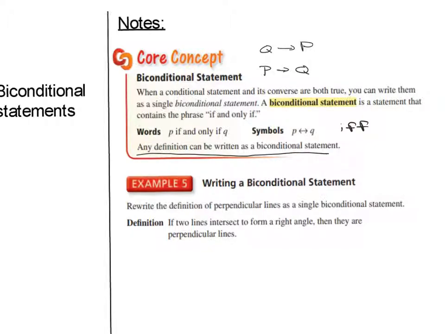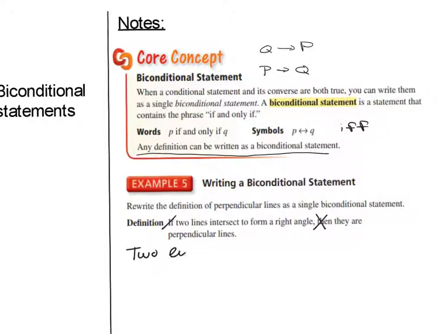So it says rewrite the definition of perpendicular lines as a single biconditional statement. If two lines intersect to form a right angle, then they are perpendicular lines. So you're going to take out the if and then, and you're going to put an if and only if in the middle of it. Two lines intersect to form a right angle if and only if they are perpendicular lines. That's how we would write that. So I'm going to take out that if and take out that then and rewrite it.